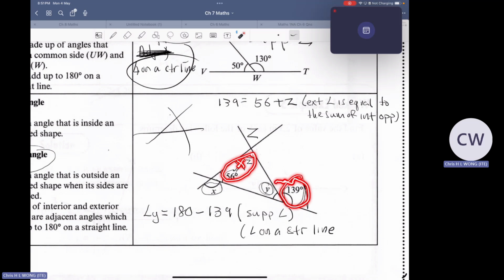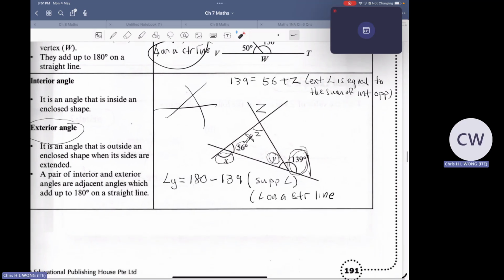This is another rule you must remember. Exterior angle is equal to the sum of the interior opposite. So you add these two, which makes sense, isn't it? This plus this gives you 180, right? How come this is equal to this? Because of this. Now I draw the next one for you. You must know this.